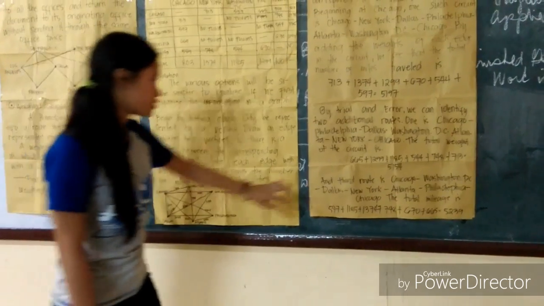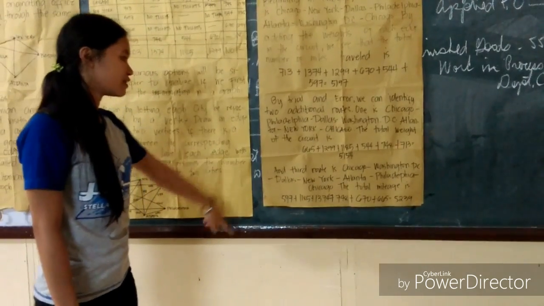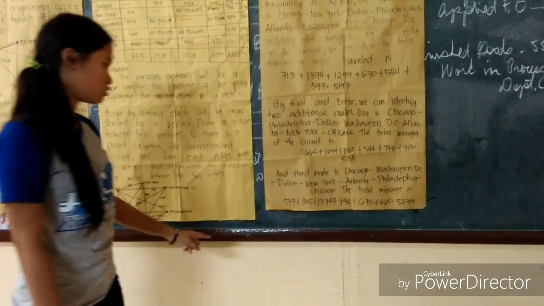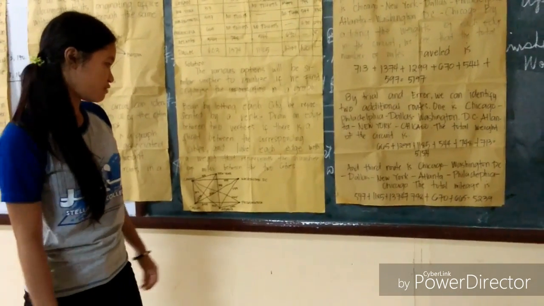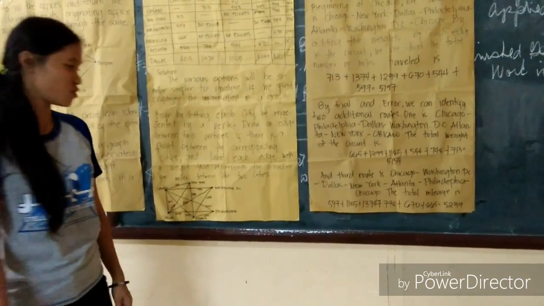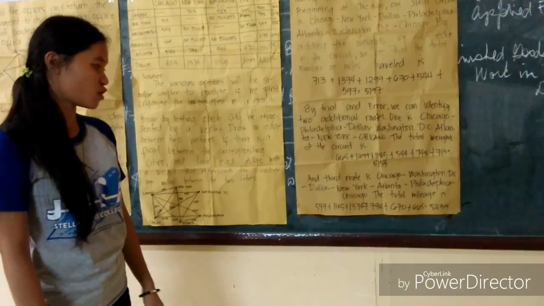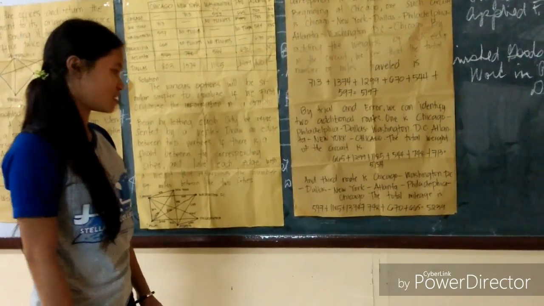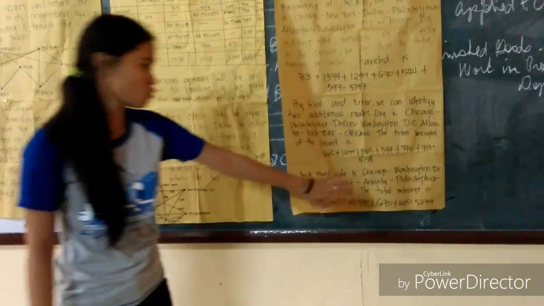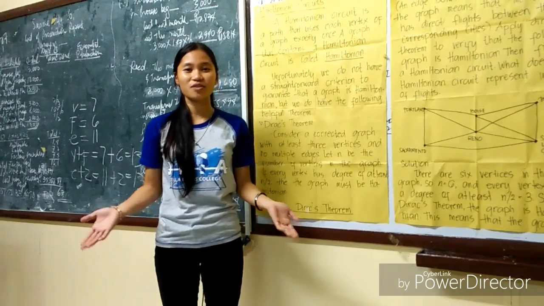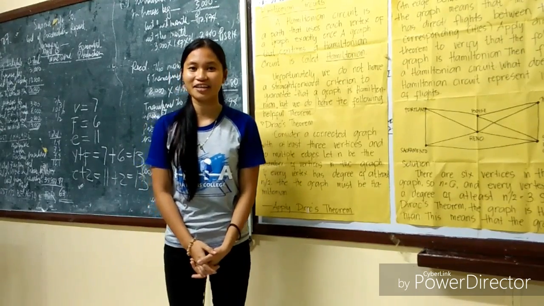5,154. And the third route is Chicago to Washington, Washington to Dallas, to New York, Atlanta, Philadelphia, and then go back to Chicago. The total mileage is 597 plus 1,185 plus 1,374 plus 748 plus 670 plus 665, which is equal to 5,239.